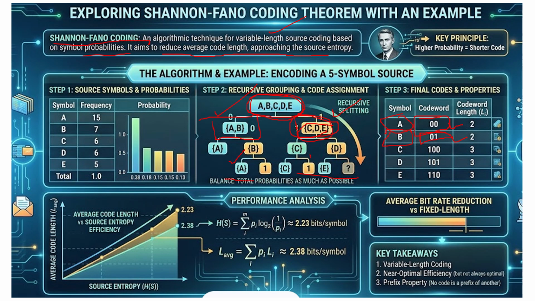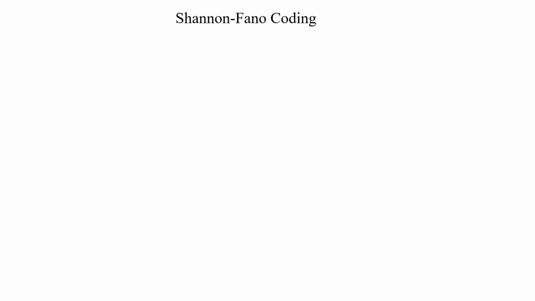The graph of average code word length versus source entropy efficiency is here. You can see that whenever the average code word length is less, the entropy will be less. Here we will find out the entropy, then the average code word length, and then the efficiency. Our target is to increase the efficiency. So we will see how to find the entropy and how to find the code word length so that we can find out the efficiency. Let's take an example here.